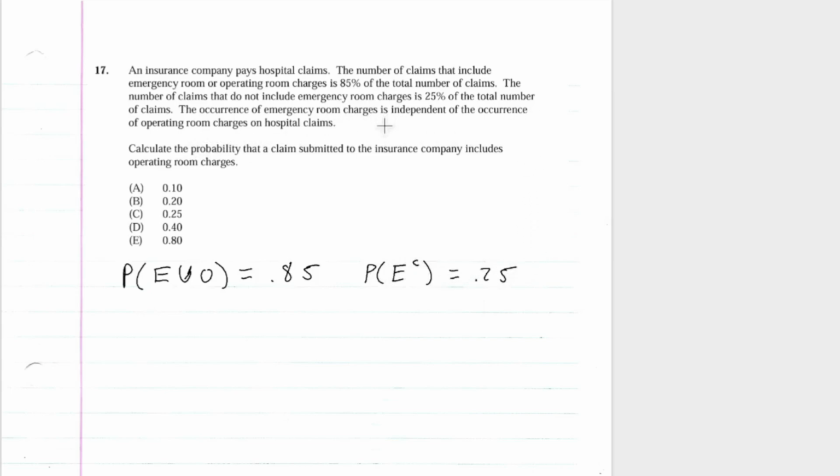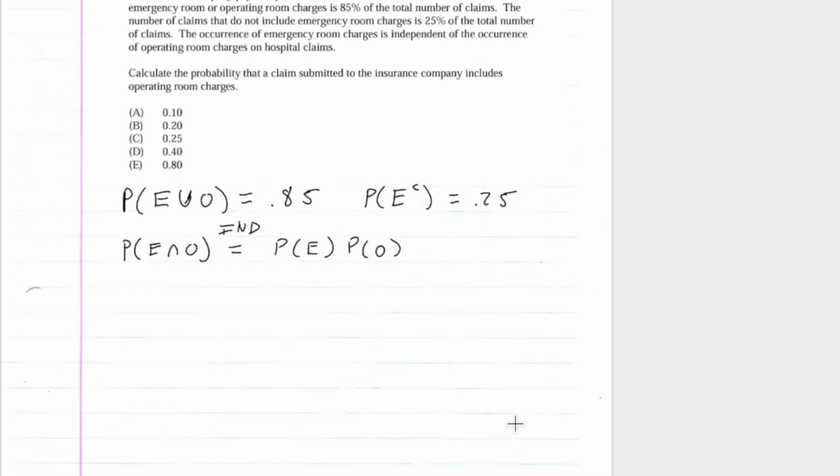The occurrence of emergency room charges is independent of the occurrence of operating room charges on hospital claims. So the probability of E intersection O is going to be equal to, because they're independent, the probability of E times the probability of O. Calculate the probability that a claim submitted to an insurance company includes operating room charges. So they want us to find the probability of O is equal to what?